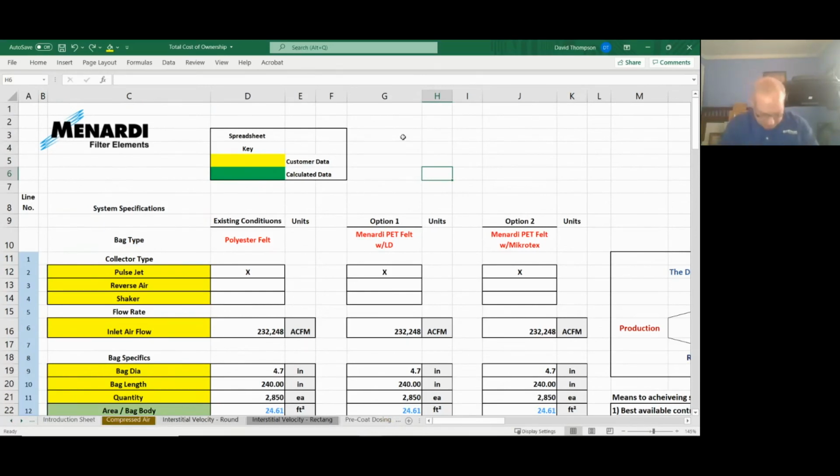Our first question, Dave, is from Daniel. We currently do not have this data. How important is it for us to find it? So I'm assuming that's the process data.